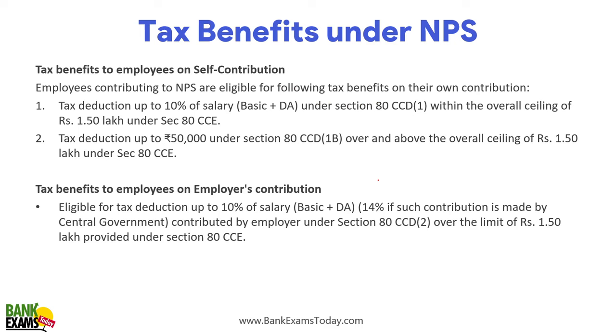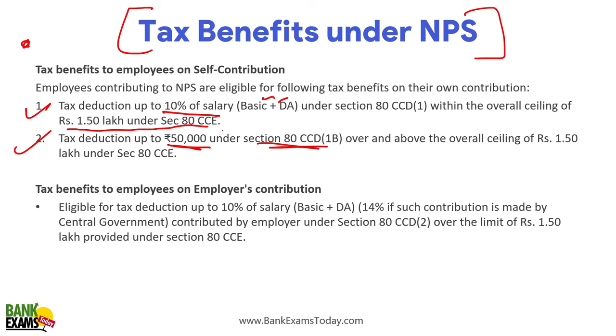So what are the various tax benefits available under NPS? A lot, actually. For self contribution, we are discussing employees, not the self-employed. For self contribution, 10% of salary, basic plus DA, with the overall ceiling of 1.5 lakh under section 80CCE, and over and above that 1.5 lakh ceiling, 50,000 rupees ka additional tax benefit is available under section 80CCD. So total 2 lakh rupees tax deduction is available from your total income. That is really nice. Okay.